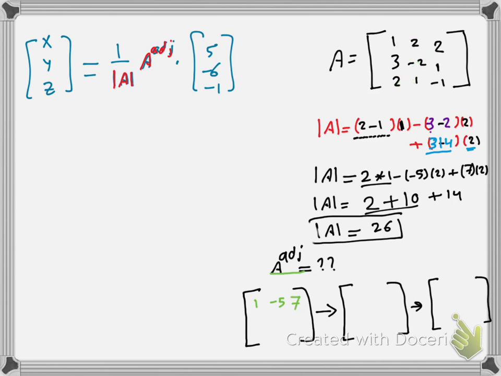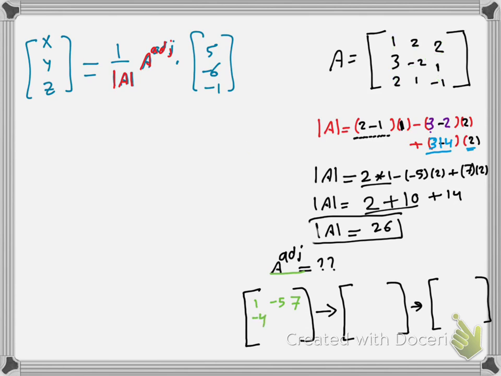Now let's take the first number in the second row, 3. I will remove the column and the row, and let's start. 2 multiplied by negative 1, negative 2, minus, here I have 2 multiplied by 1, which is 2, then the answer will be negative 4. Then at that place I will put negative 4.